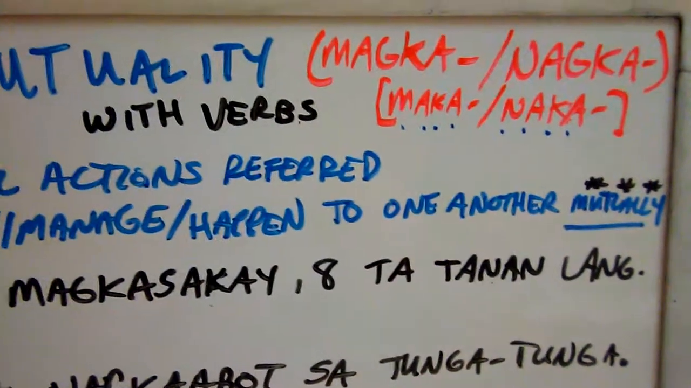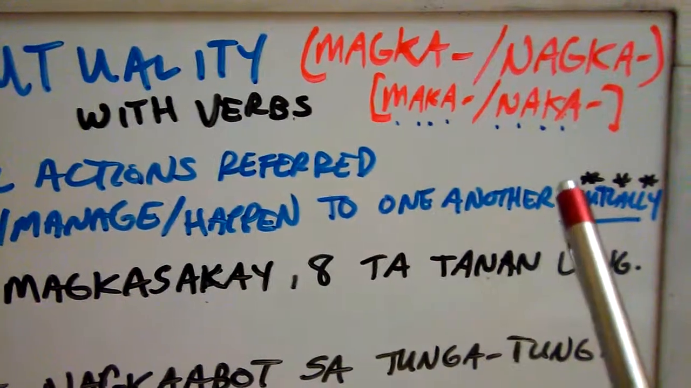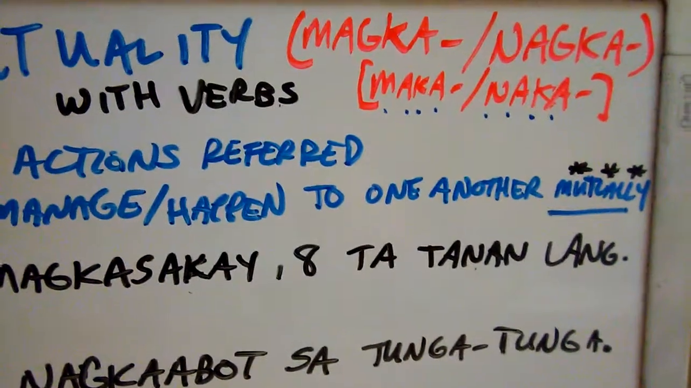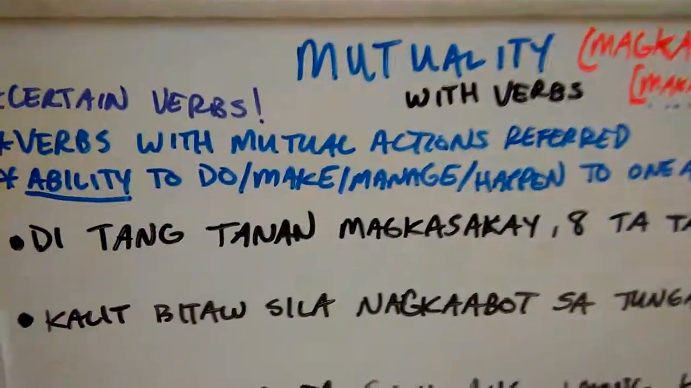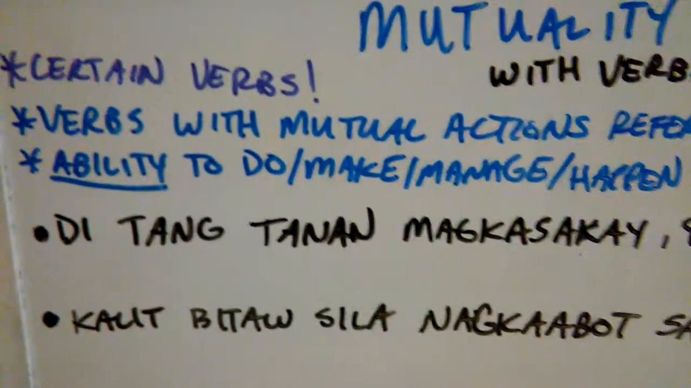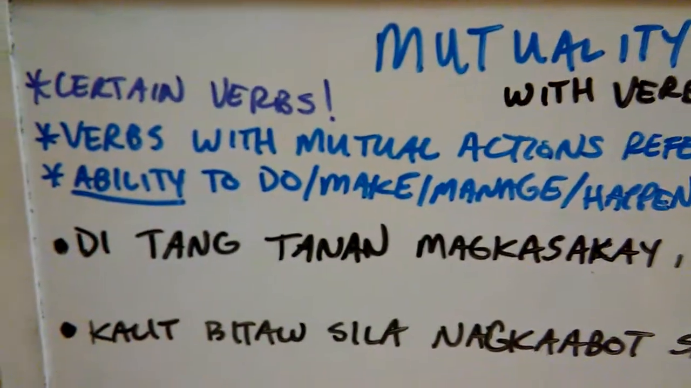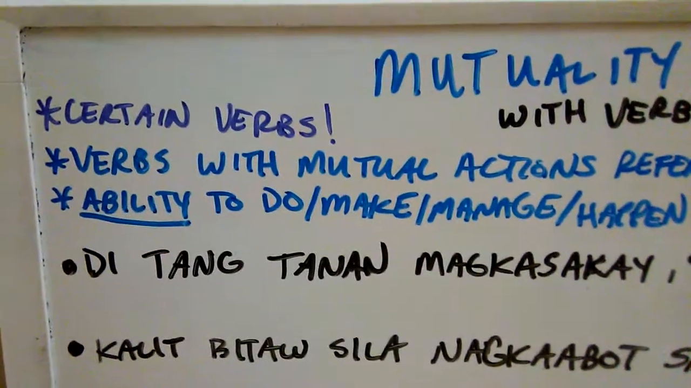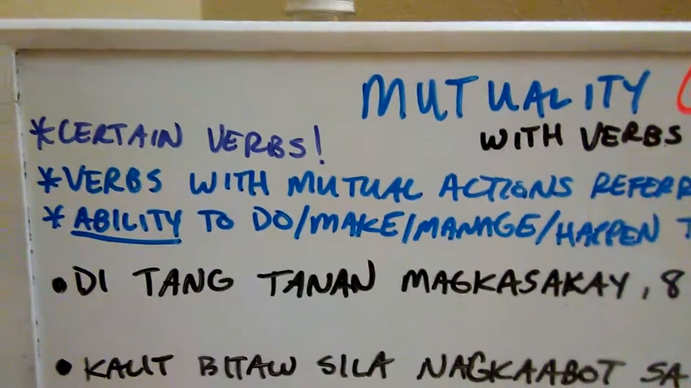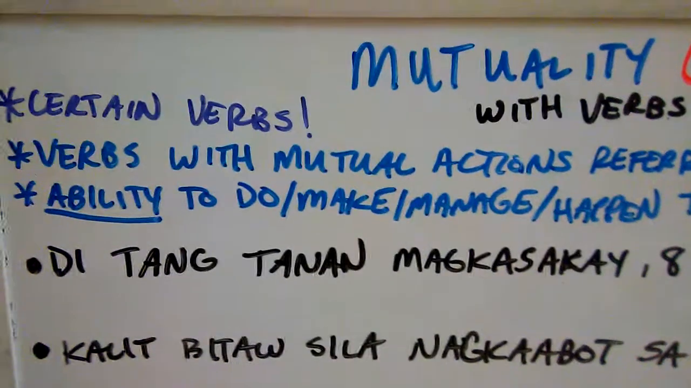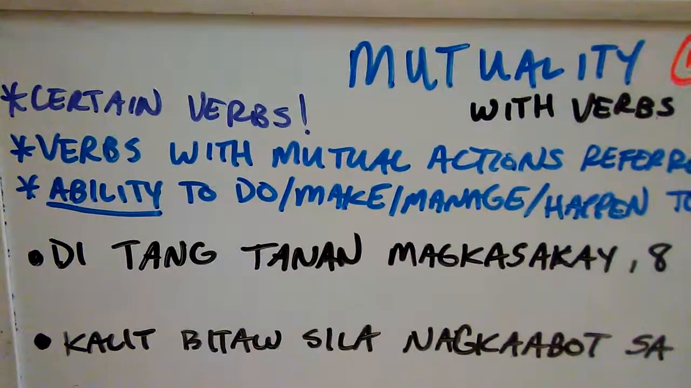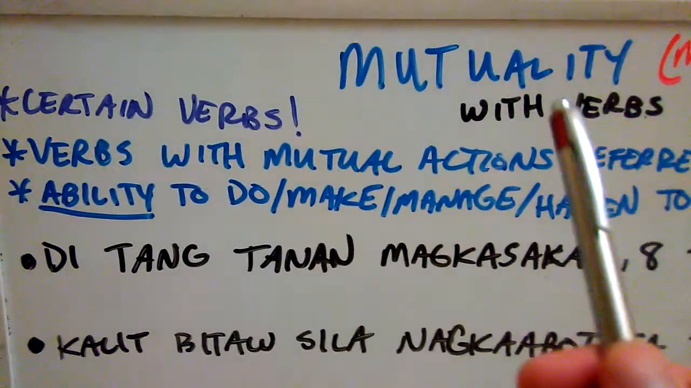But magka and nagka are a specific type of maka and naka. Magka is a specific type of maka, and nagka is a specific type of naka. So we are going to discuss what they are, what mutuality is, and how it differs from reciprocality. Like with reciprocality, certain verbs just take certain affixes. So magka and nagka are those kinds of affixes that only attach to certain verbs, because of mutuality.